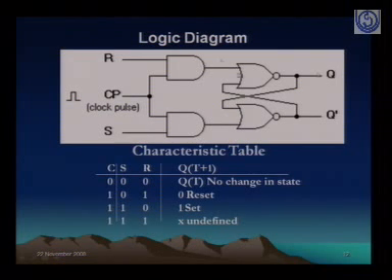Now, is there any other information? Let's look into the characteristic table for this flip-flop. The logical diagram we have already gone through. When there is no clock pulse, or even if the clock pulse is 1, and the values of S and R happen to be 0, 0, what will happen? Q(t+1) defines the next state of the flip-flop, and Q(t) defines the present state. So if the values of S and R are 0, 0, the next state of the flip-flop will remain the present state.